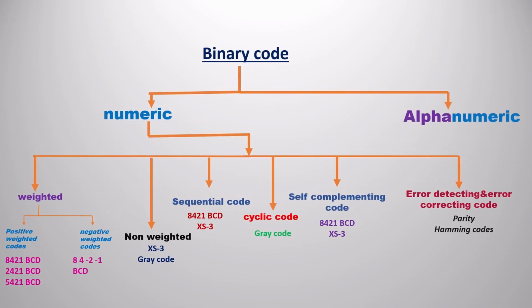So this is the overall picture of the codes. Binary code is divided into two parts, numeric and alphanumeric. Numeric is again divided into subparts: weighted, non-weighted, sequential, cyclic, self-complementing, error detecting, error correcting. In the weighted part we have two types, positive weighted and negative weighted. We have seen all the examples. We will discuss each and everything in detail in the upcoming videos.